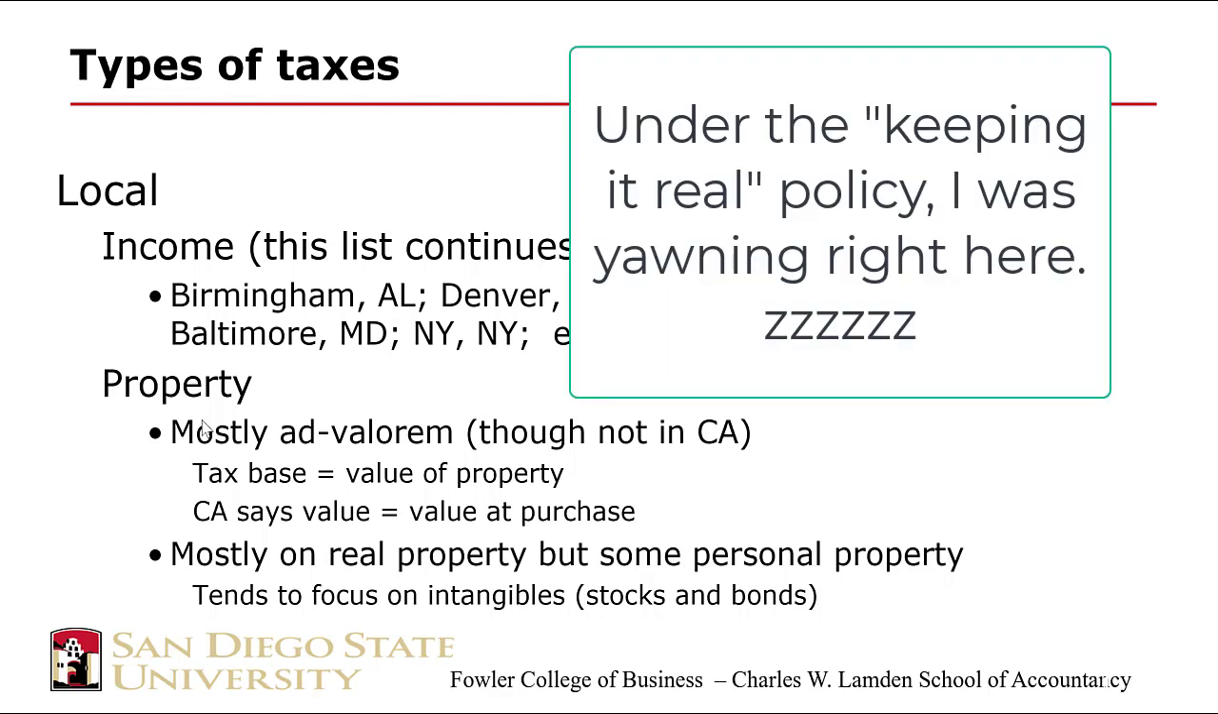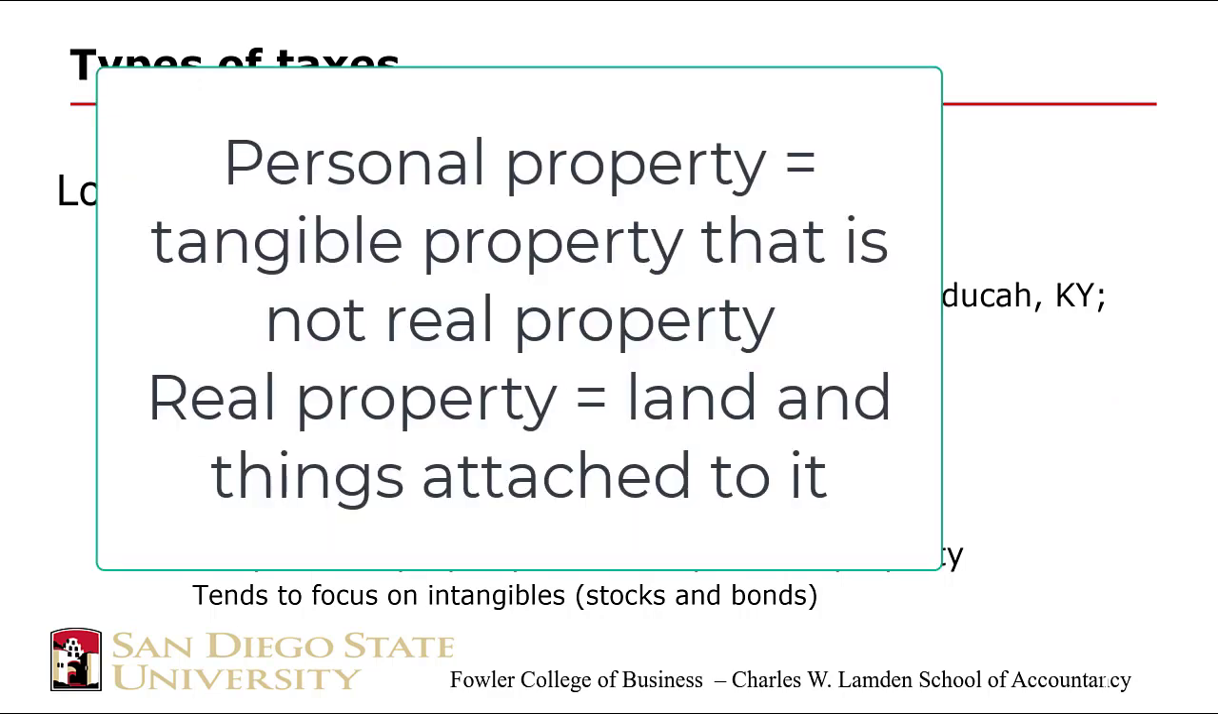Real property is real estate and buildings and things attached to real property. You can compare that to personal property. Personal property doesn't mean personal use property. So, for example, I own a home. My home is real property, but it's personal use property. The furniture inside my home, that's personal property, and it's also personal use property.